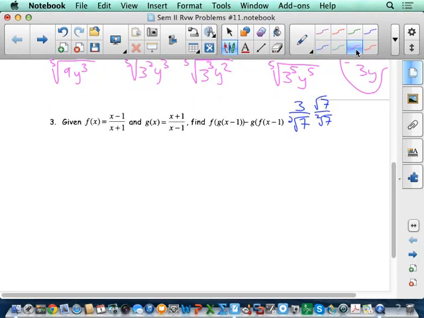So this problem is going to help us review composition and simplifying complex fractions. Write small. Alright, here we go. We're going to start, well, first we'll work with f of g of x minus 1. Where should we start with that?